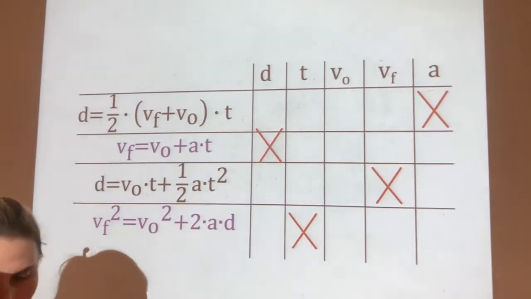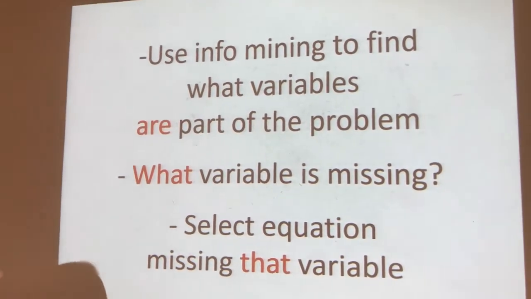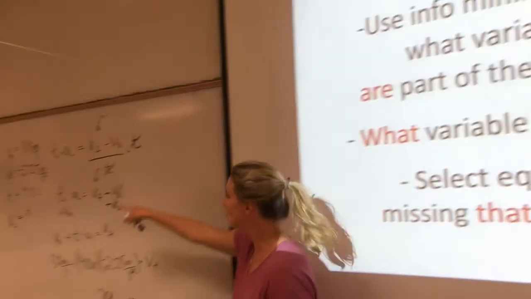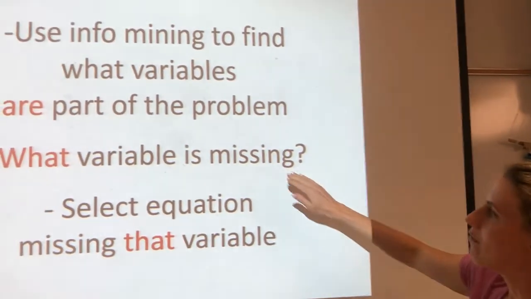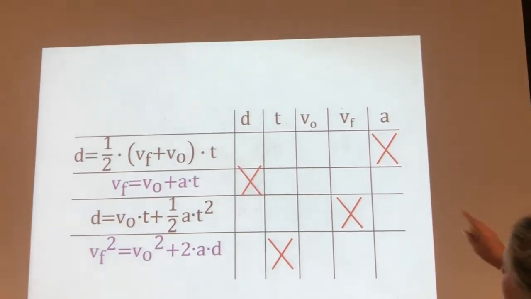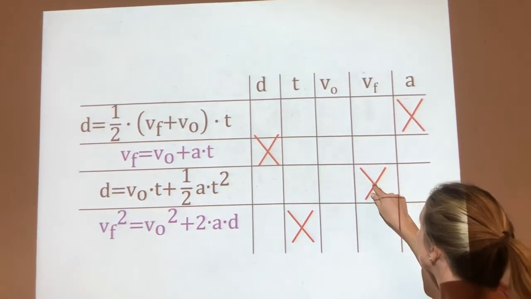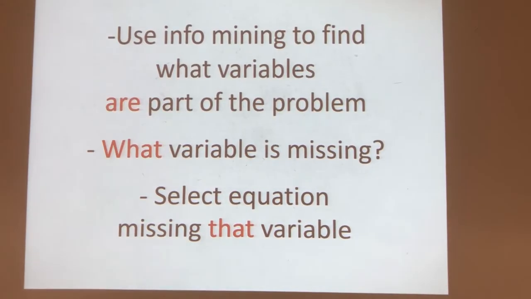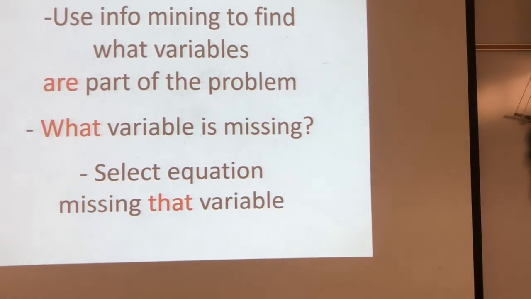So how do we use this? I'm going to put some words on the screen for a moment, and then we're going to come back to this. We're going to use information mining, which we just talked about, to figure out what variables we have, just like we did for our warm-up over here. And you're going to figure out what variable is missing. For example, acceleration will be missing here. Distance will be missing in this case. Final velocity, time. So you read the question and you need to figure out which variable is missing, and you select the equation missing that variable.